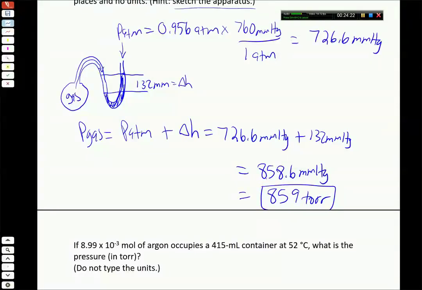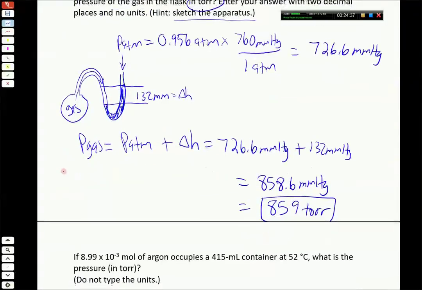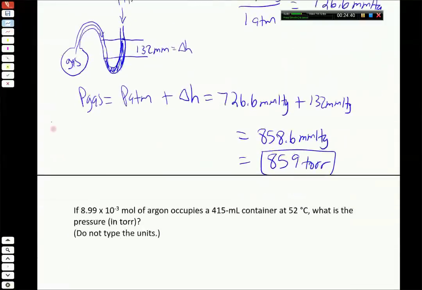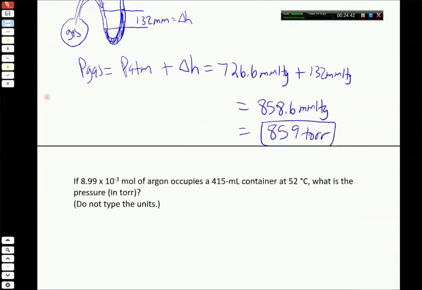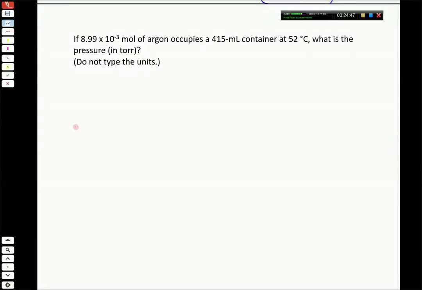It's just sort of getting used to how these pressure measurement apparatuses work. And in an open-ended manometer, it's a competition between the gas pressure and atmospheric pressure. And in this case, the gas pressure must be higher than the atmospheric to cause the mercury column to be lower on this side than on the atmospheric side. And then we just simply have to add the two together, making sure they're in the right units. Alright, so that's how we measure pressure. The rest of the problems are going to deal with some properties of pressure related to these different gas laws.